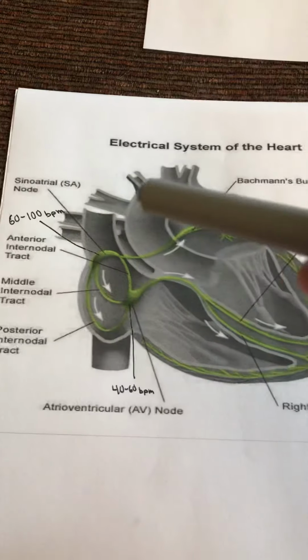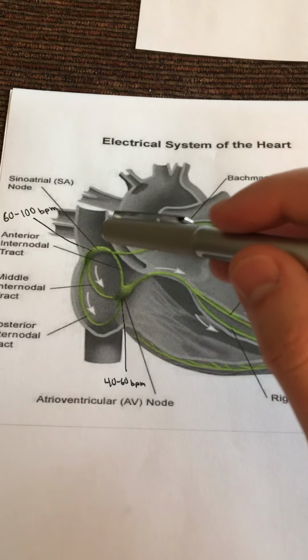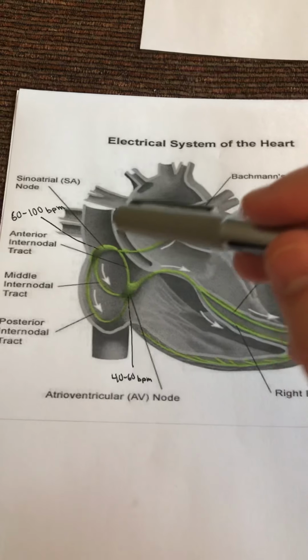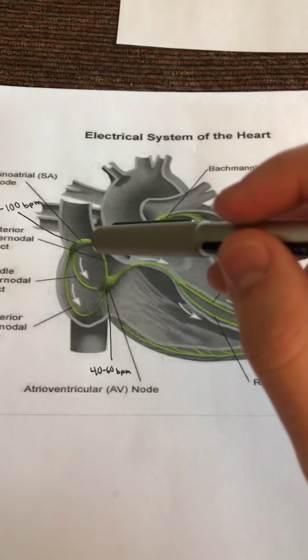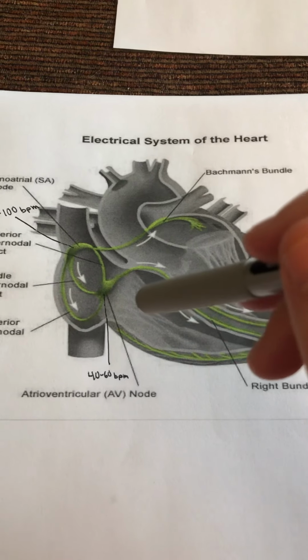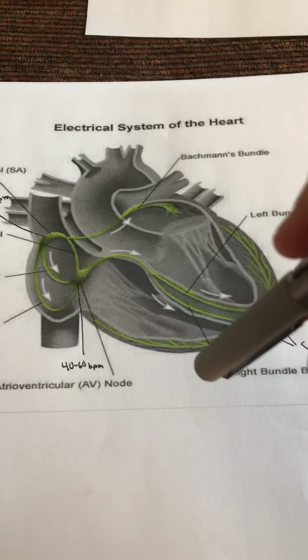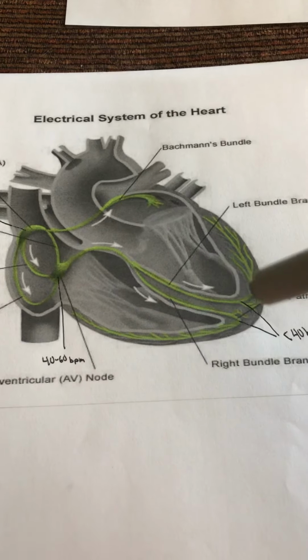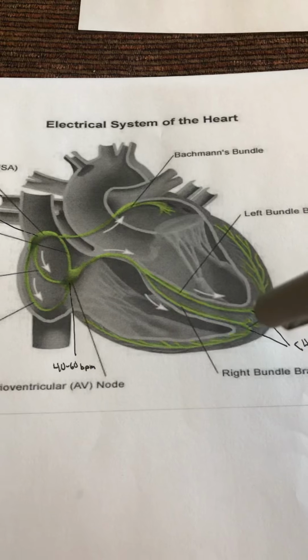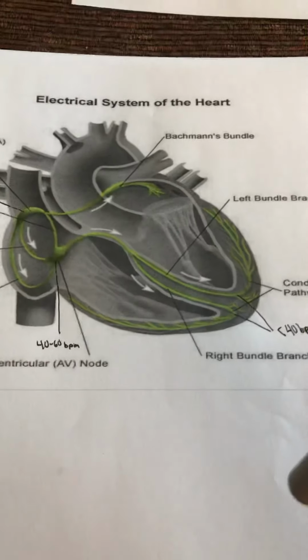So if you have a normal sinus rhythm that starts in the SA node, you're going to be anywhere between 60 to 100 beats per minute normally. If you have a junctional rhythm starting in the AV junction or in the AV node, you'll be 40 to 60 beats per minute. And then if you have a ventricular rhythm, you're going to be starting in the Purkinje or the bundle branches.